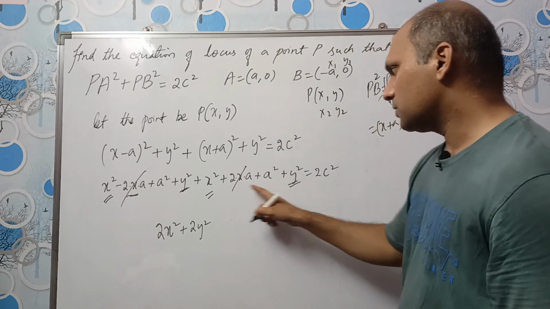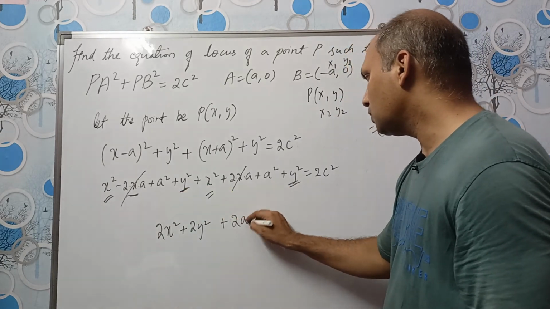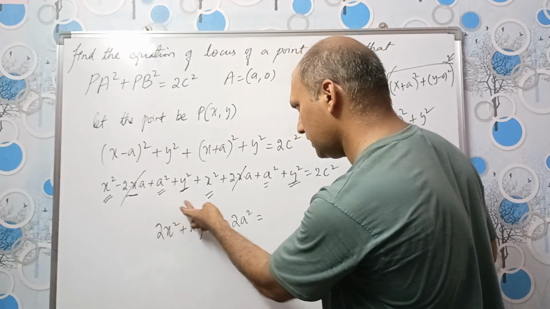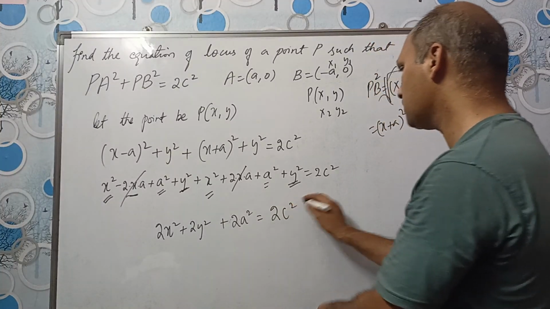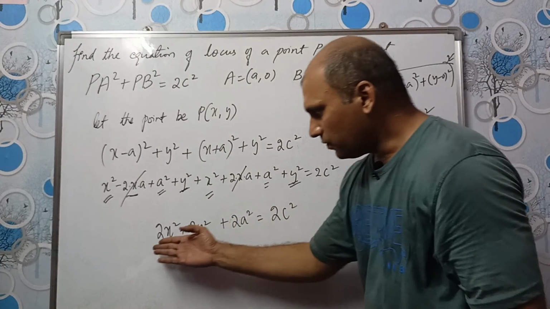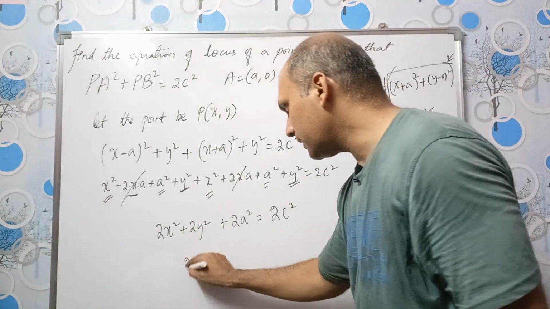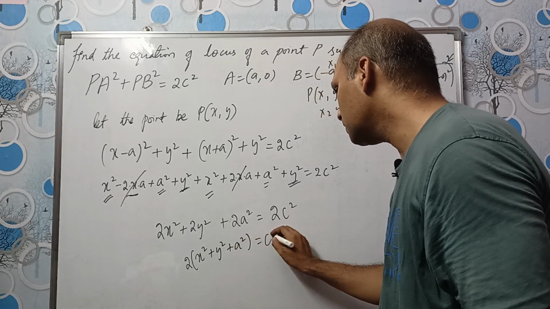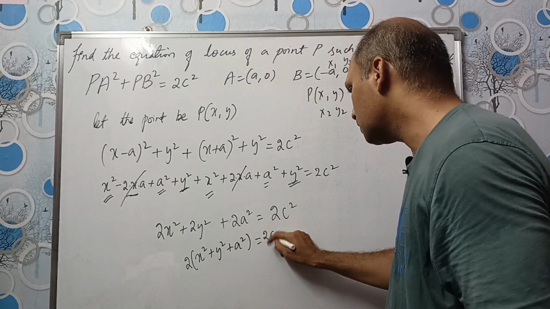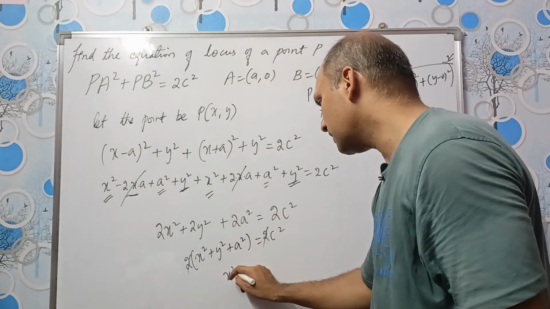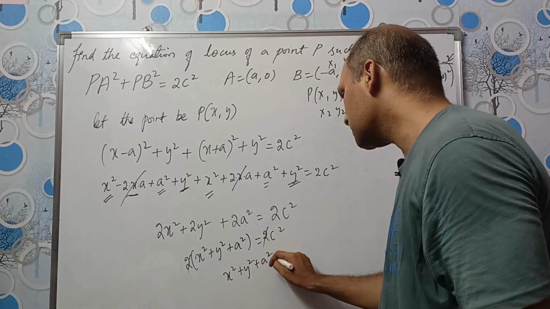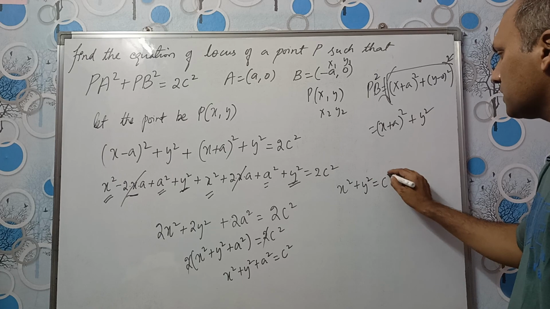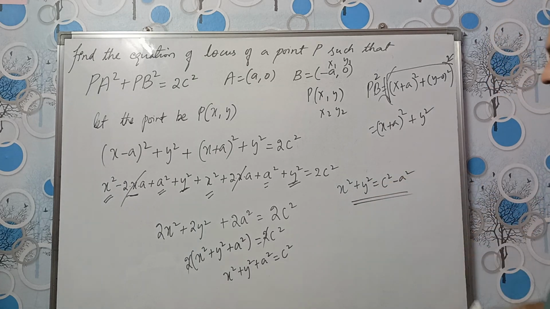So what else do we have? a square, 2a square is equal to... did we write all the terms? Yes. Did I underline every term here? Yes. Is equal to 2c square. Okay. See, we can take 2 common and write it as 2 into x square plus y square plus a square is equal to 2c square. This 2 will get cancelled. Finally, we'll have x square plus y square plus a square is equal to c square. You can send this a square to the other side. x square plus y square is equal to c square minus a square. Okay.